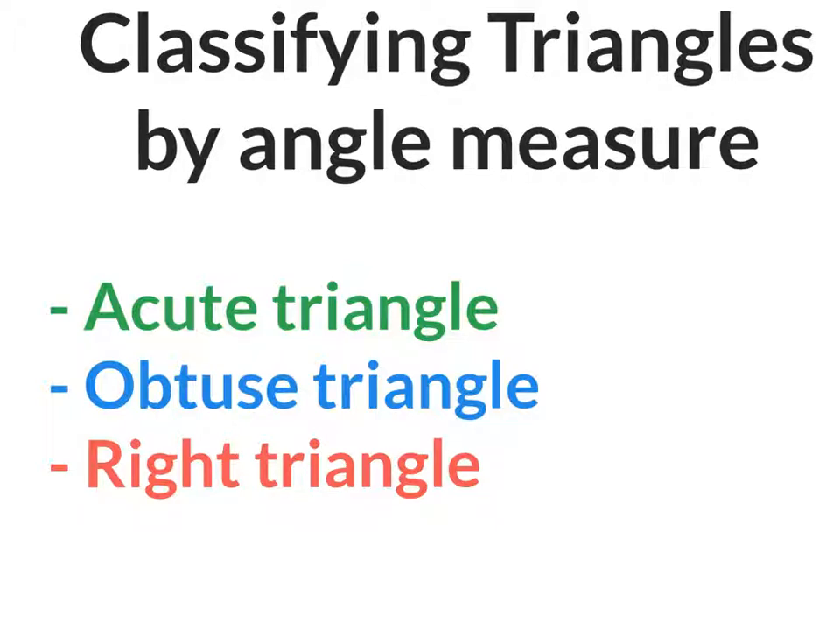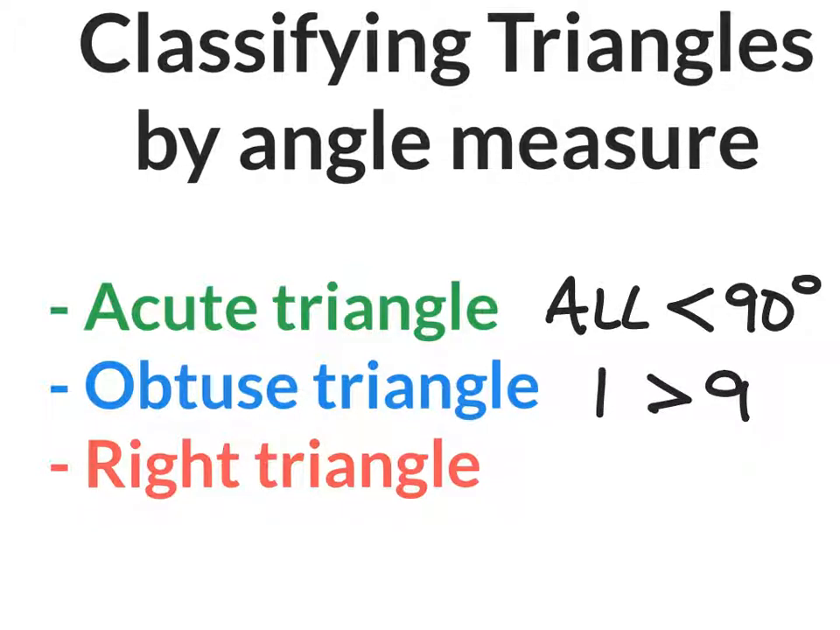So when classifying or naming triangles by their angle measure, we can have an acute triangle if all of the angles are less than 90 degrees. We can have an obtuse triangle if one angle is greater than 90 degrees. And we can have a right triangle if one angle is exactly or equal to 90 degrees. Acute, obtuse, and right are the names or classifications of triangles by angle measure.